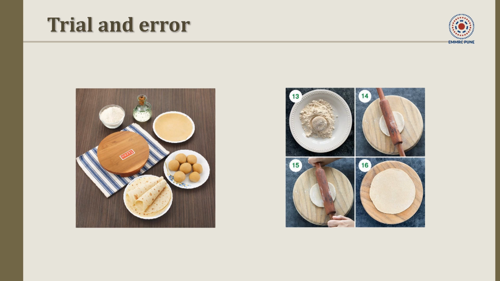Getting the consistency of the dough right, being able to roll it into a circle and keeping it on the flame for the right amount of time is a skill that one perfects after making it a few times. Each time you make a roti can be thought of as a trial. Based on the kind of roti you create, you change your technique to make a better version of it the next time. This is how problem solving via trial and error takes place.